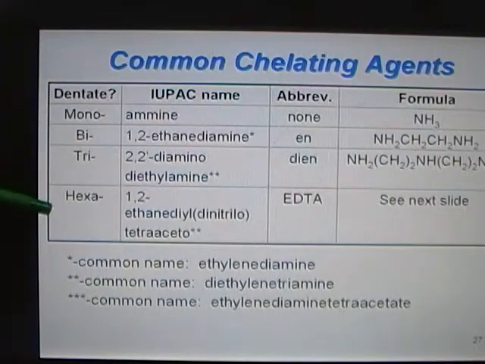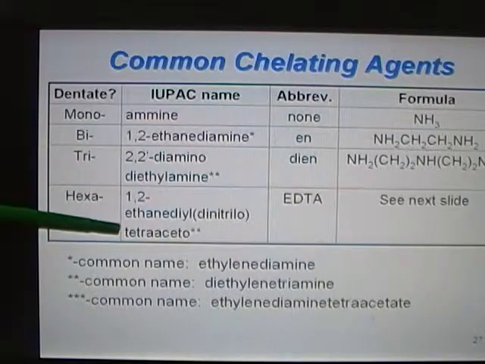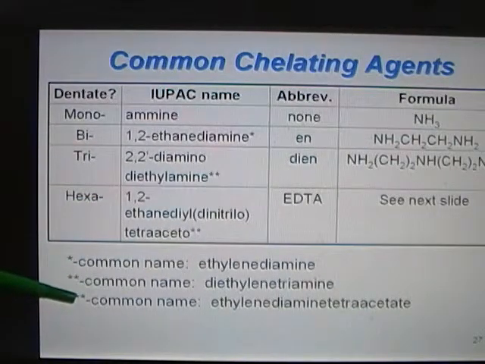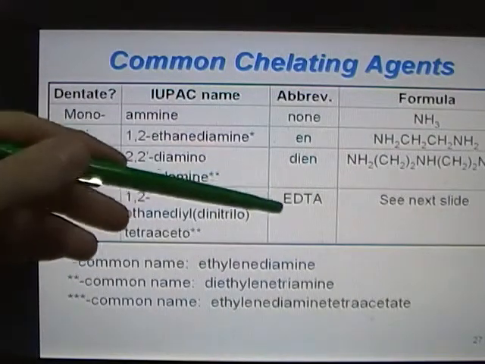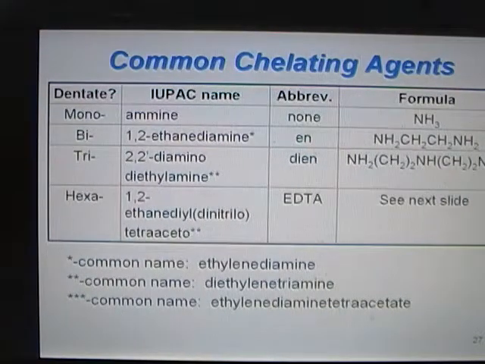Finally, we have a hexadentate ligand, a ligand that can bond 6 times through 6 different atoms to a transition metal cation. Its IUPAC name, or systematic name I should say, is 1,2-ethane dinitrile tetraaceto. The common name, though, is ethylene diamine tetraacetate, or EDTA. Let me show you that EDTA is truly hexadentate.